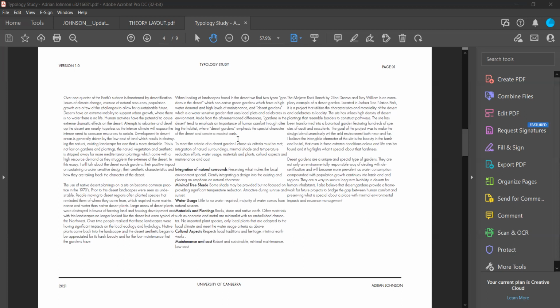So when I'm looking at desert gardens, to delineate them from gardens in the desert, I chose six criteria that need to be met. One was integration of natural surrounds, so preserving what makes the place special, not trying to overwork the area. The next was minimal tree shade, so that, again, the special character of the desert is the heat, not trying to mitigate that heat or make a microclimate, because the desert hasn't got microclimates. Then low water usage, native plants, and low costs.